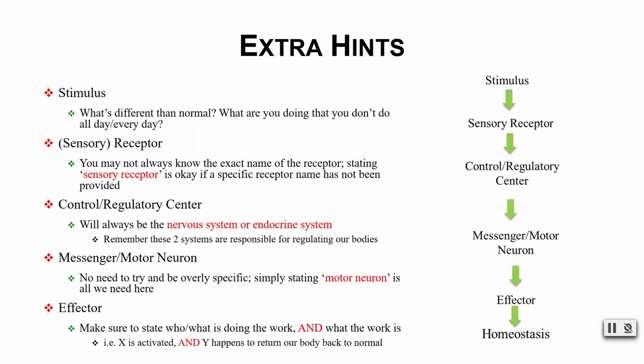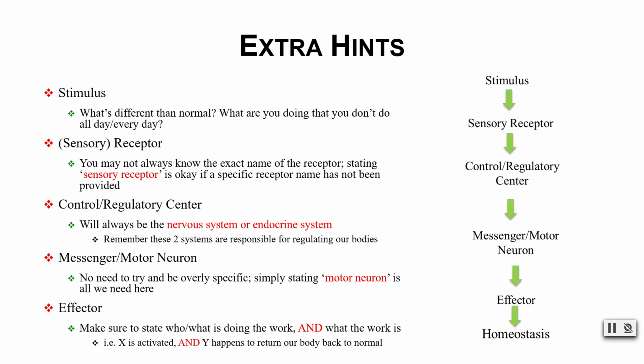So, how are we going to work through these when we have examples? First, what's our stimulus? Sometimes it's very easy to recognize what the stimulus is. What's different than what you normally do? What are you doing that you don't normally do all day, every day? What's atypical? We mentioned for our sensory receptors, sometimes we might know a very specific name for a sensory receptor, like the thermoreceptors we just mentioned. Sometimes not. Sometimes we can just call them sensory receptors. That's all right.